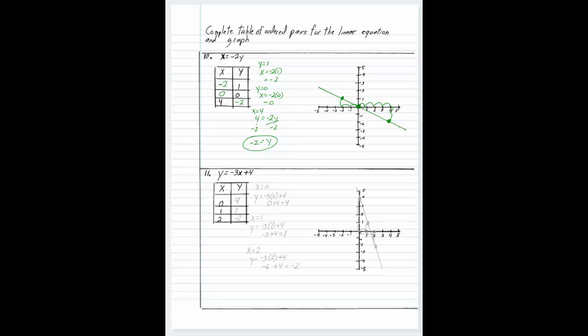Right now we have 3 good points, so let's plot our graph. 0, 4 is just 4 spots straight up, 1, 2, 3, 4. 1, 1 is 1 spot to the right, then 1 spot up. And 2, negative 2 is 2 spots to the right, then 2 spots down. Once we have our points plotted, let's connect the dots. And there's our answer.